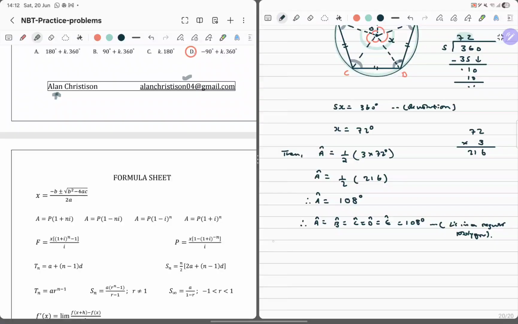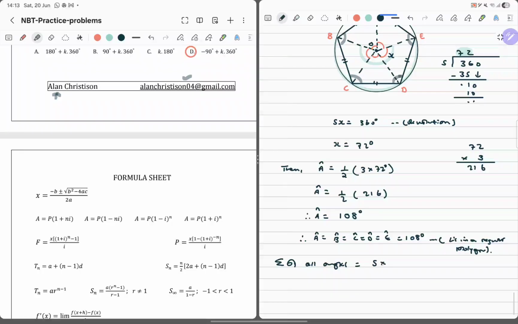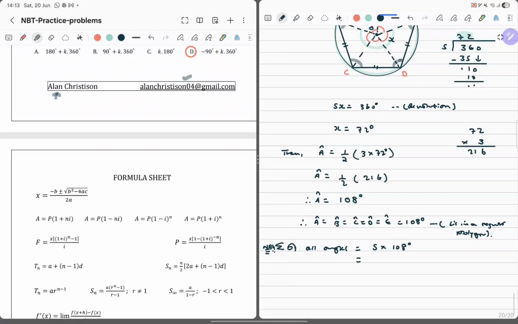Now let's see what is the sum of these angles. Sum of all angles here is going to be, there are 5 of them. So this is 5 times 108 degrees, which is going to be equal to, again, this is noteworthy. Okay, don't sweat.